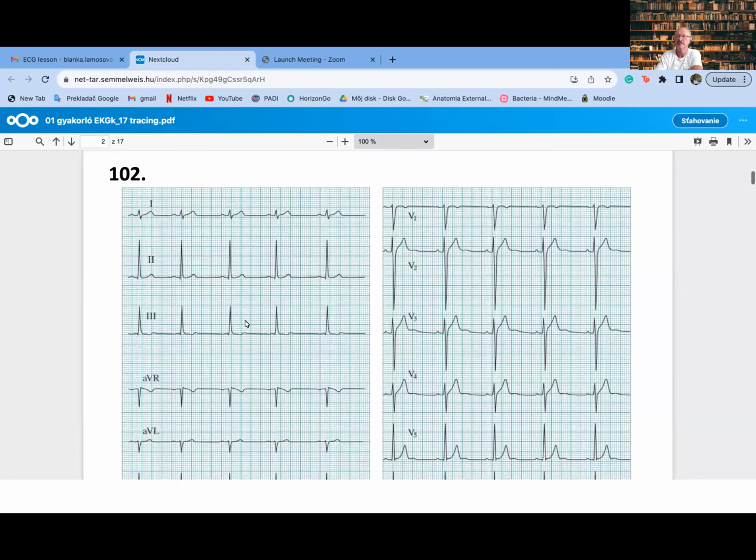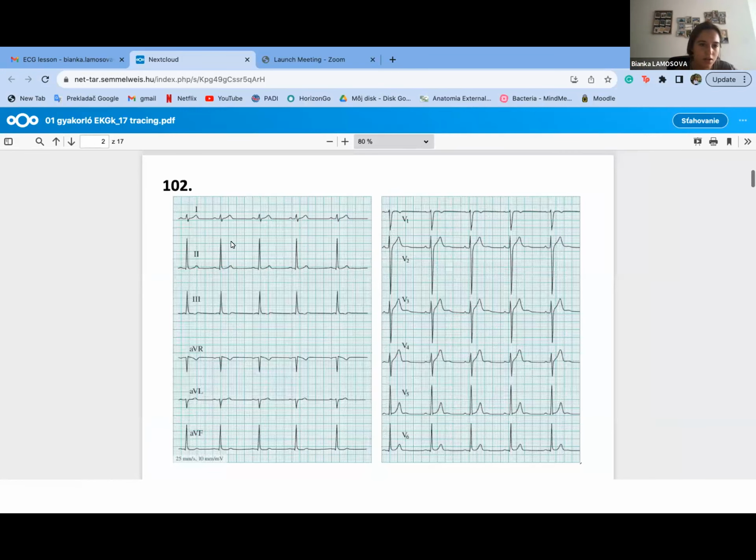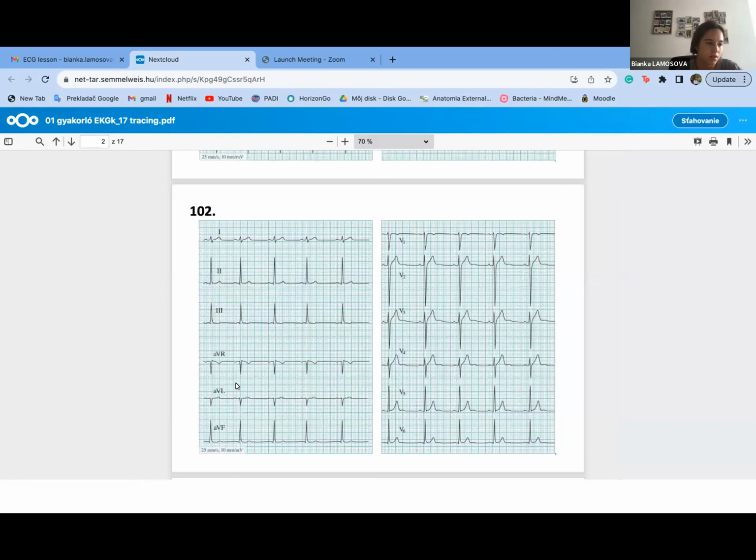Okay, very good. And I pulled up the whole chart with the axis and degrees. So lead one is horizontal, so 0 degrees, and perpendicular to that is either plus 90 or minus 90 degrees. But if you look at the AVF, which is perpendicular to it, it's positive, so it's going to be plus 90 degrees. Okay, very good.